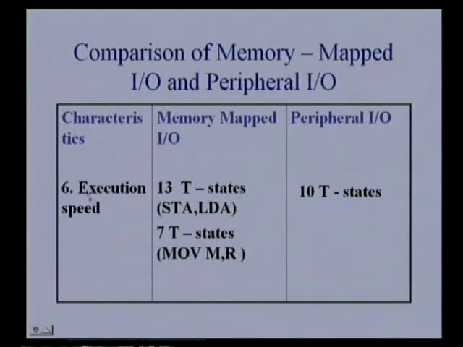Next, execution speed. Speed here we are measuring in terms of T states. In memory mapped IO, 13 T states maximum are used with instructions like STA and LDA, and a minimum of 7 T states with instructions like move R to M. Whereas in peripheral IO, 10 T states are used, that is, the IN instruction and OUT instruction consume 10 T states.